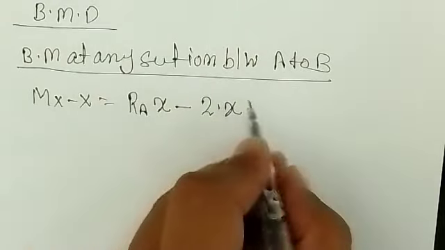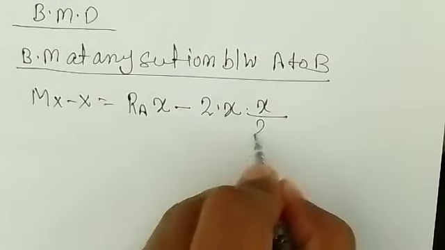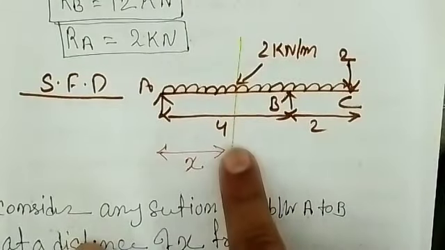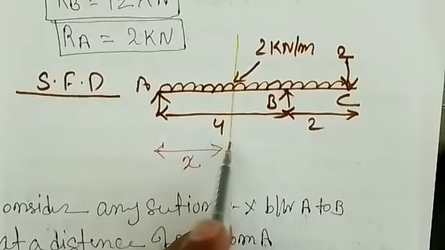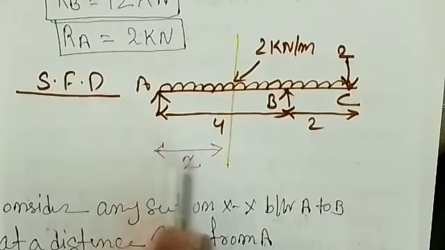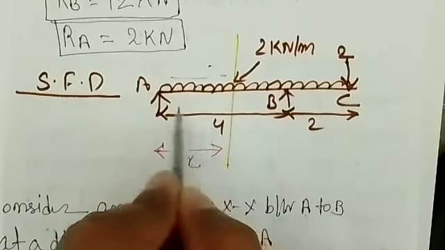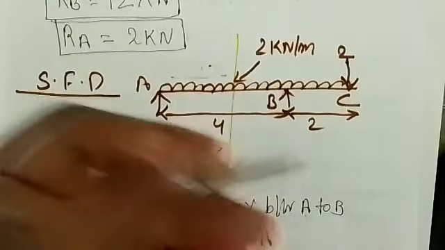Where should this point load act? This point load should act at the half, that is X by 2. I'll show you again. At this section you are finding the moment, right? So at this section, force into distance, RA into X, and this load is 2, it's X. So 2 into X, this becomes a point load.